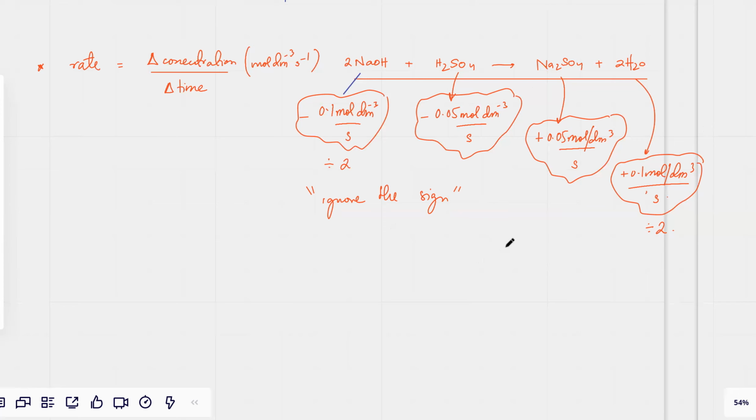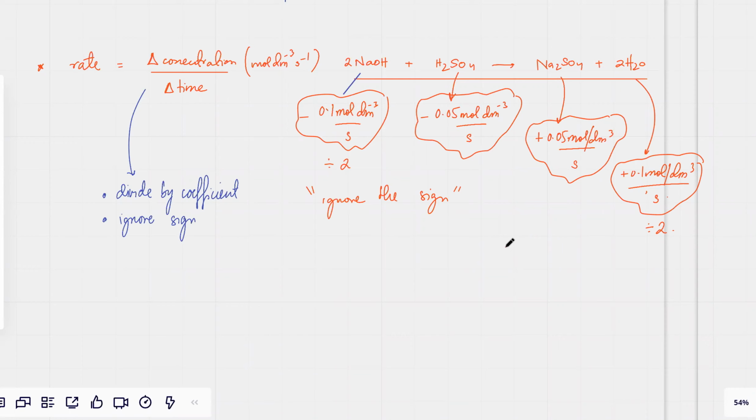Yes. Okay, so I'm just going to add this over here: divide by coefficient. So every time, no matter what reactant or product you choose, you get the same rate. The second one is ignore the sign, simply ignore the sign.